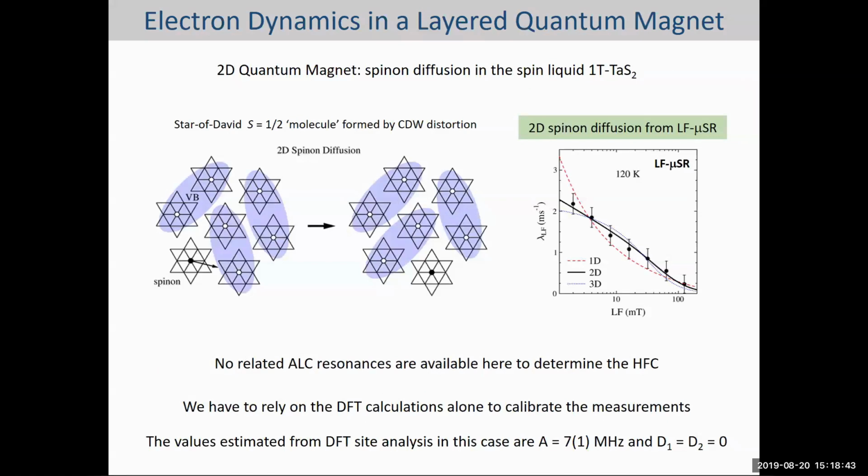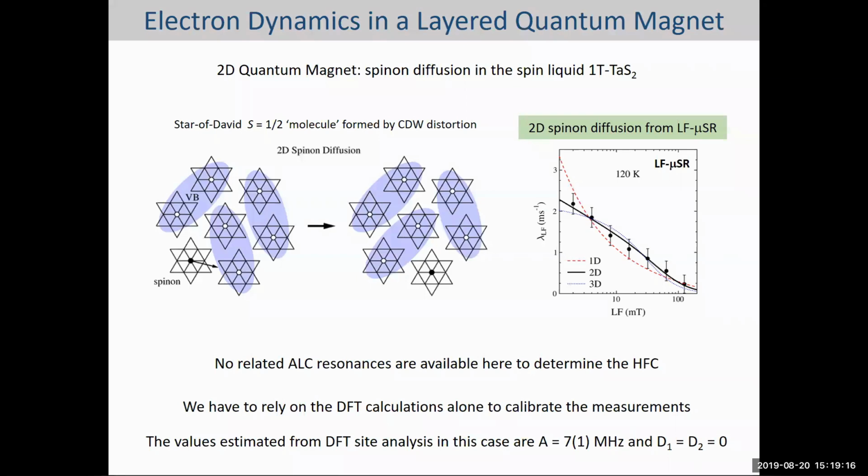Another example, following the same sort of idea, is coming back to that tantalum sulfide system I showed you earlier. So here one is interested in spinon diffusion, but in this case we have a 2D layer system. The spin-half elements are contained in these interesting 13-member charge density wave objects, which are a bit like molecules with a delocalized spinon. So I think the physics is quite similar.